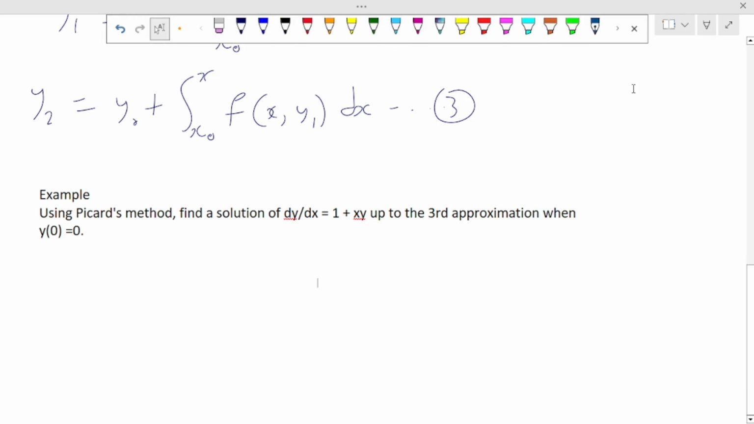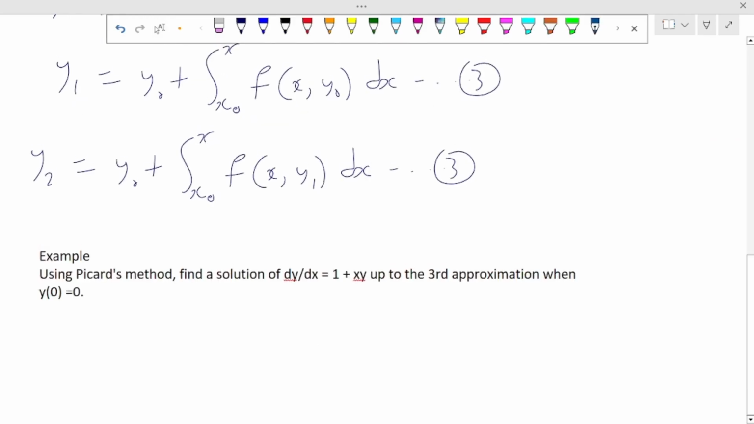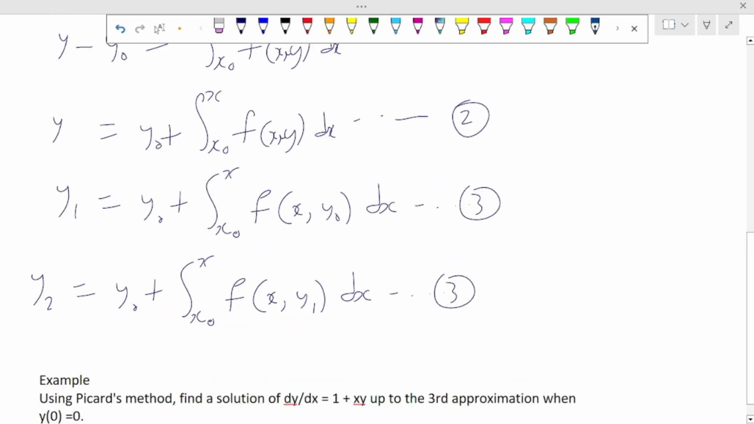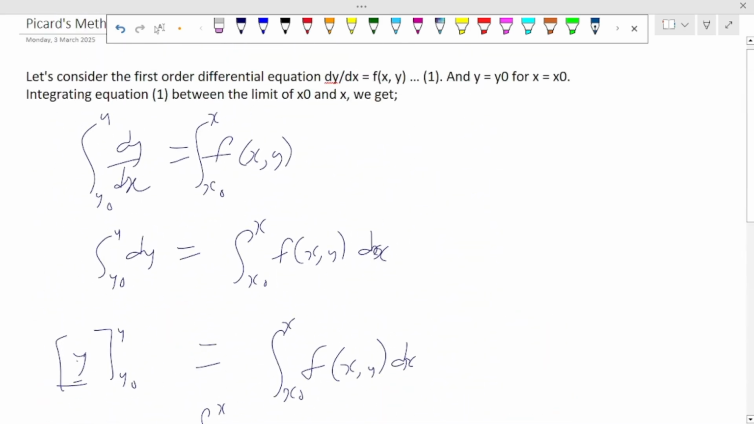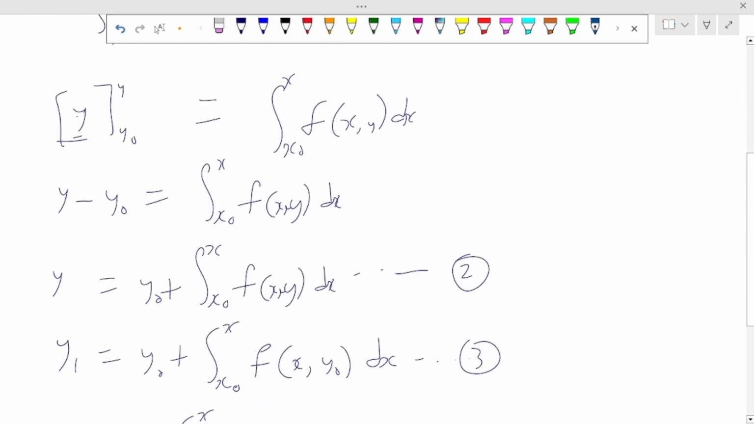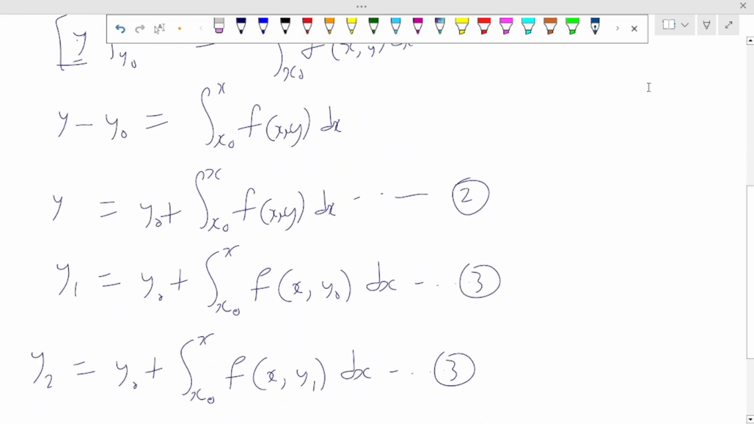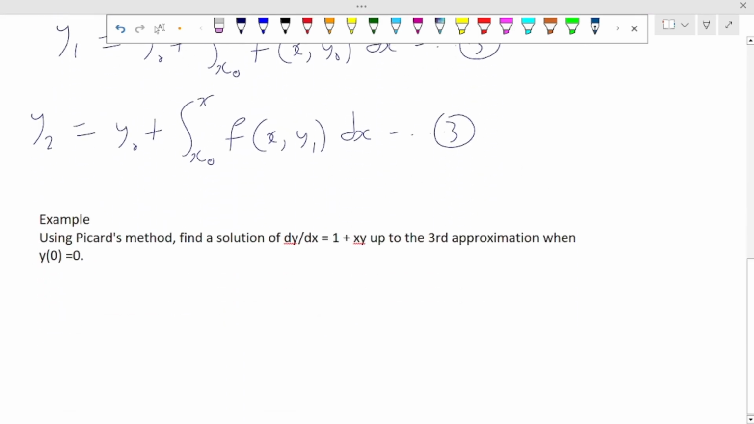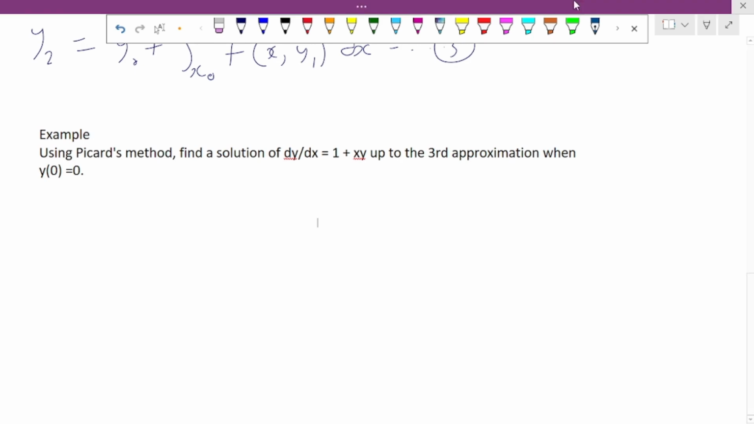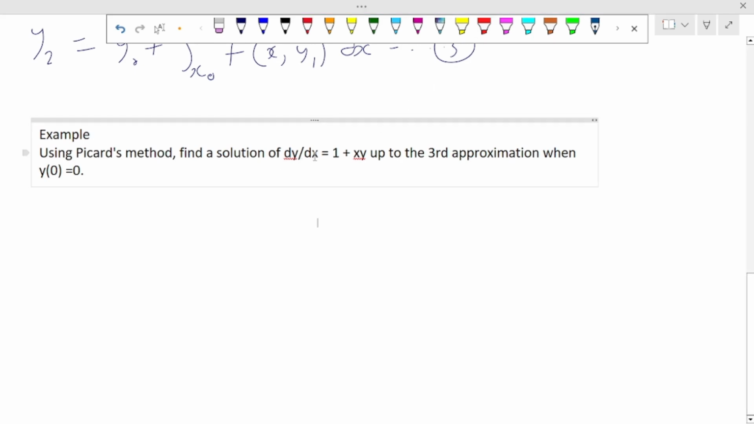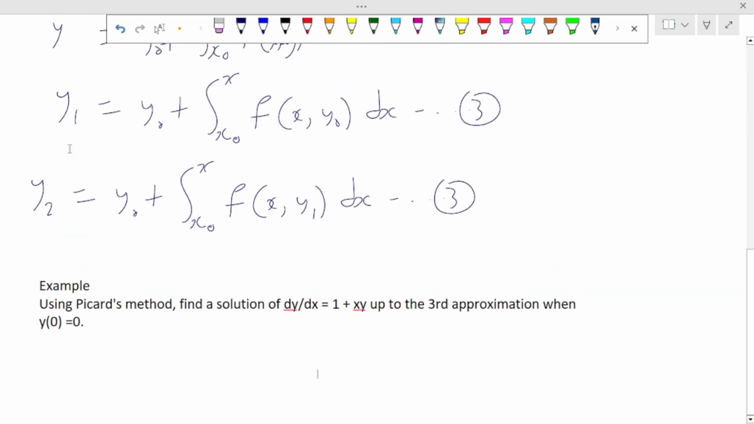So in this video, we are going to work out the solution to this example using Picard's method. Of course, we talked about Picard's method in the last video. So we got the formula, or the equation, we use for it, and then we are going to apply it in this video. So using Picard's method, find the solution for dy by dx equals 1 plus xy up to the third approximation. Recall that in our last video we said for first approximation, this is what you have. Second approximation here becomes y2, of course. The rest of the things remain the same except this guy becomes y1.